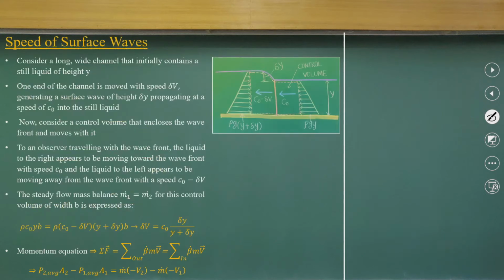If you look at the horizontal direction equations, the first is the steady mass balance equation for this control volume, which we have sketched again. As I explained, the same concepts apply with how the velocity becomes negative components. If I apply this mass conservation equation, I will get a relationship with the velocity c naught, delta y, y plus delta y. This is a very simple concept that we discussed as the integral approach.